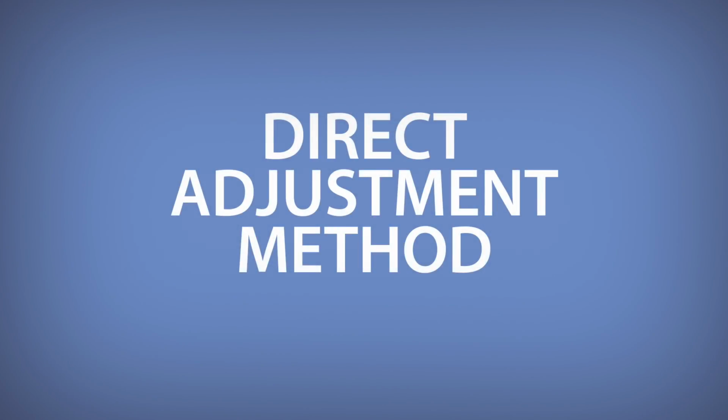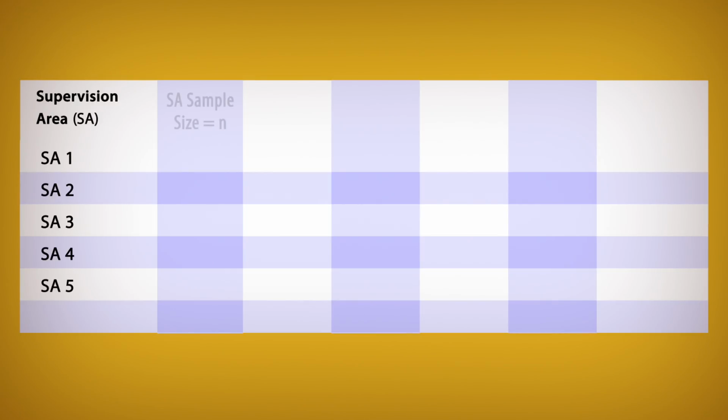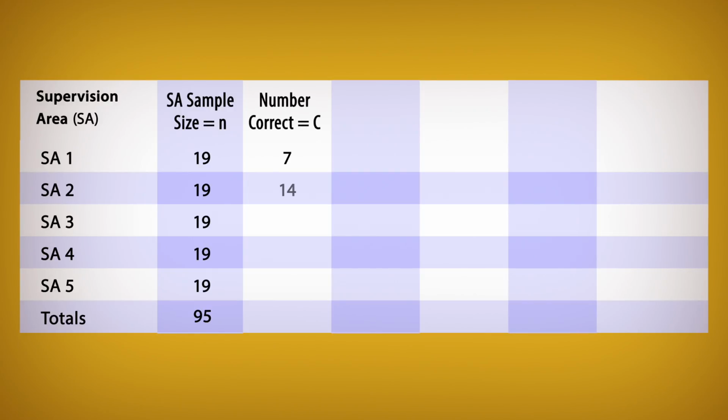We're going to use what's called the direct adjustment method. You can use this table to lay out your calculation. First, list the names of the supervision areas on the left. Then list the sample sizes used, in this case 19 each time. Next, the total number of correct answers in each supervision area.